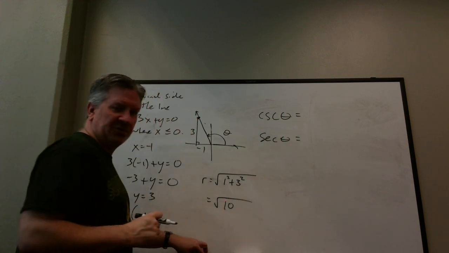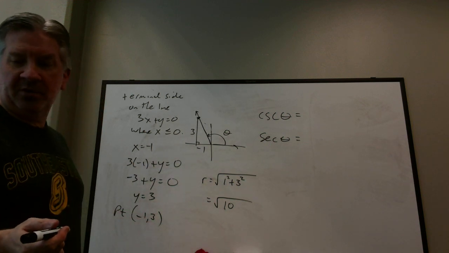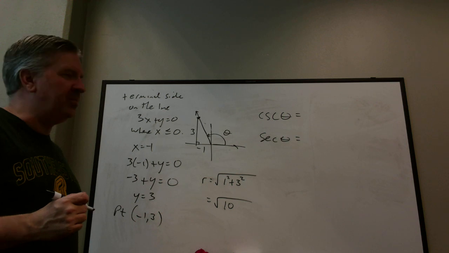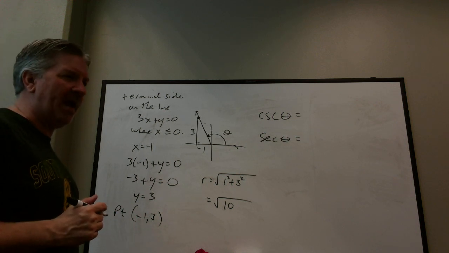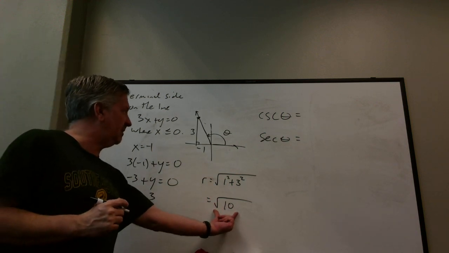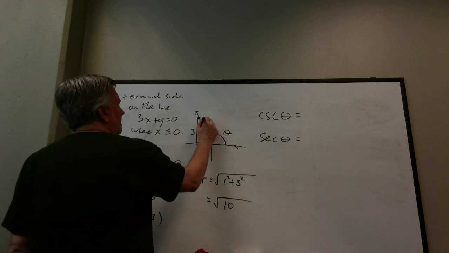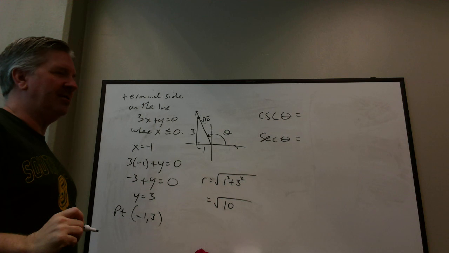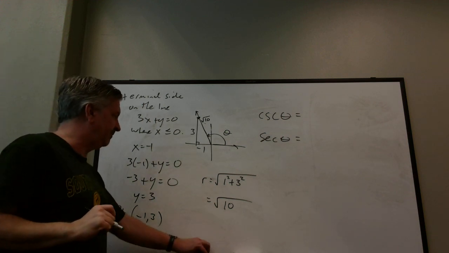Now, oftentimes in the instructions in my notes and in the book, which I didn't do here, the instructions will say give the exact value, meaning don't punch it in the calculator and round. So leave square root of 10. That's exact. So don't put in 3 point blah, blah, blah. That's not exact, that's rounded.